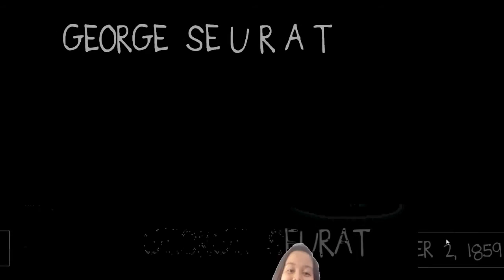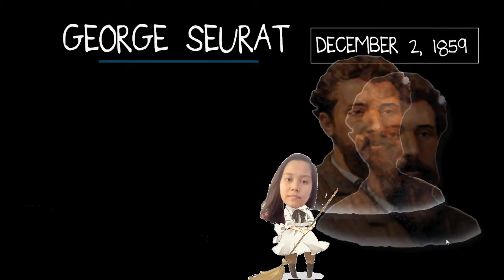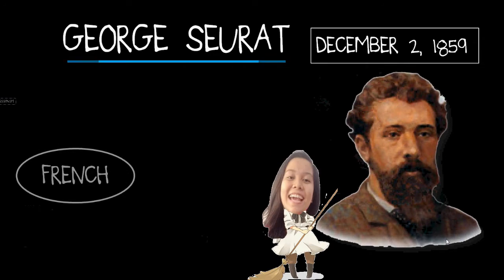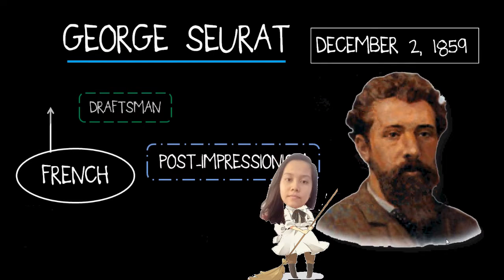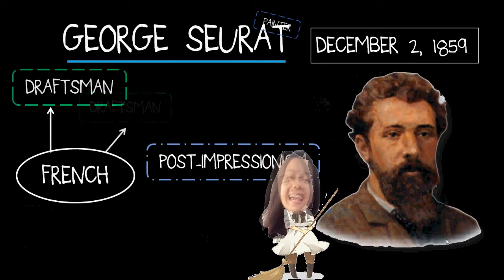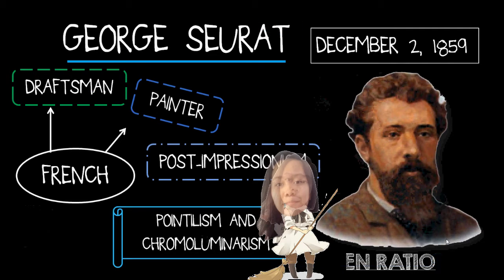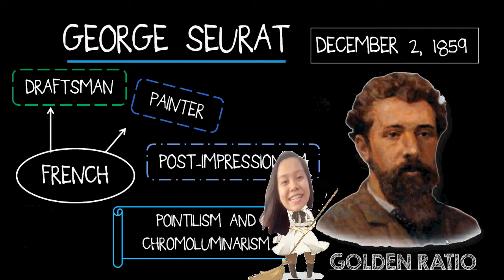Georges Pierre Seurat, born on December 2, 1859, was a French post-impressionist painter and draftsman. He is noted for his innovative use of drawing media and for devising the painting techniques known as chromoluminarism and pointillism. Here are two of Seurat's paintings with the golden ratio.